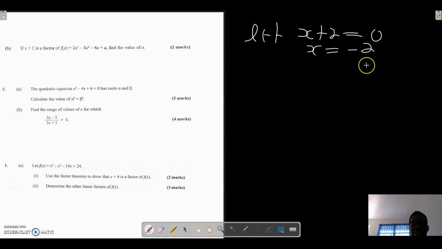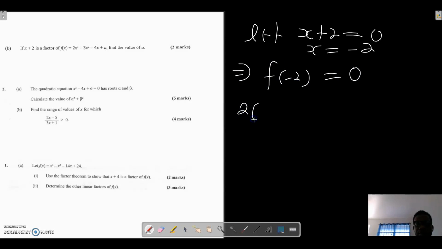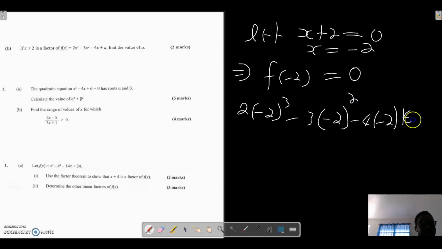So the fact that this is a root, when I plug it into this expression, I should end up with 0. So this implies that f of minus 2 should be equal to 0, because when you divide by a factor, there's no remainder. So I'm going to have minus 2 cubed minus 3 times minus 2 squared minus 4 times minus 2 plus a is equal to 0.